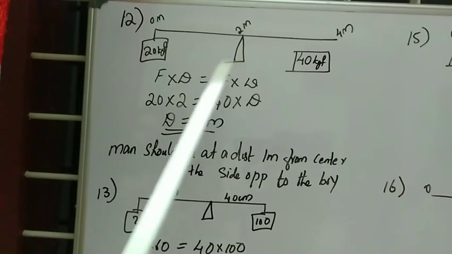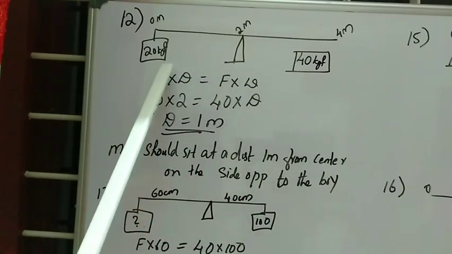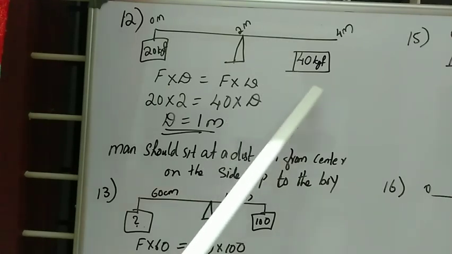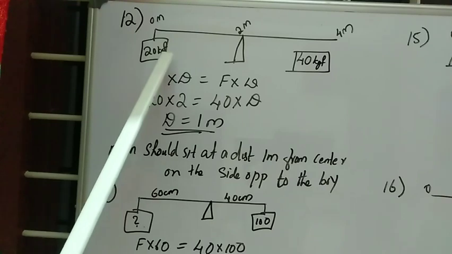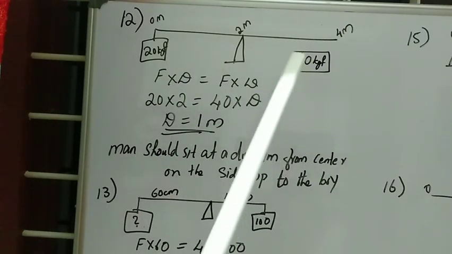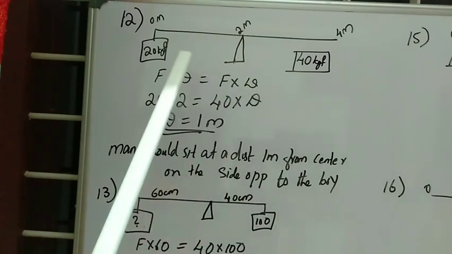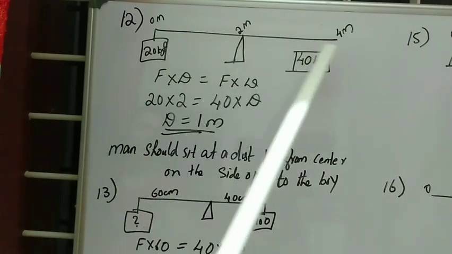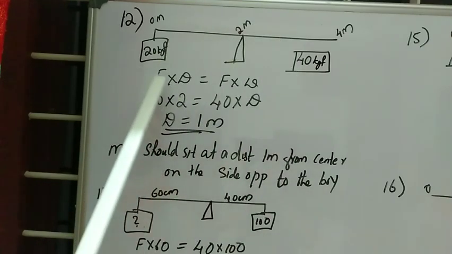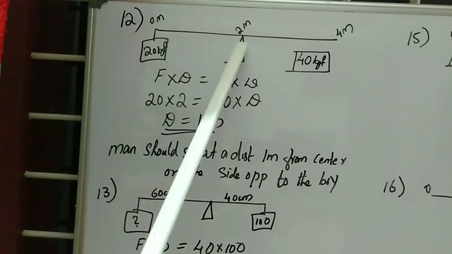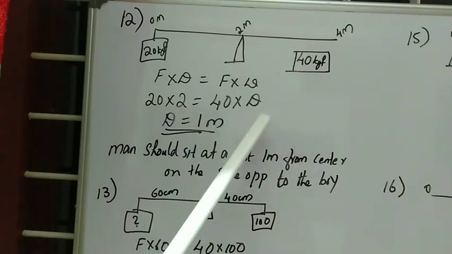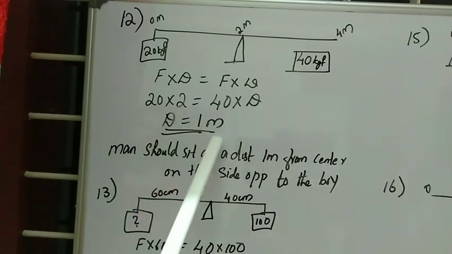Our question is, another man is coming to make the seesaw horizontal. Where should he sit? The man is weighing more than the boy, so if he sits at the extreme end, again that side will be depressed. So where should the man sit to make the seesaw horizontal? Force into distance equals force into distance. Here, the sum of anti-clockwise moments is equal to the sum of clockwise moments. So force here is 20, distance is 2 meter. 20 into 2 equals 40 into the distance we need to find. So from here we will get distance is 1 meter.